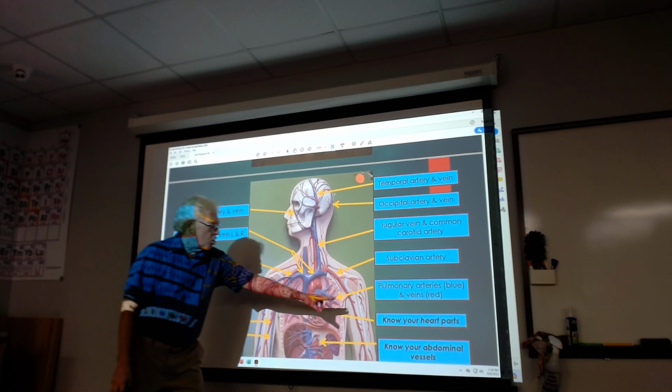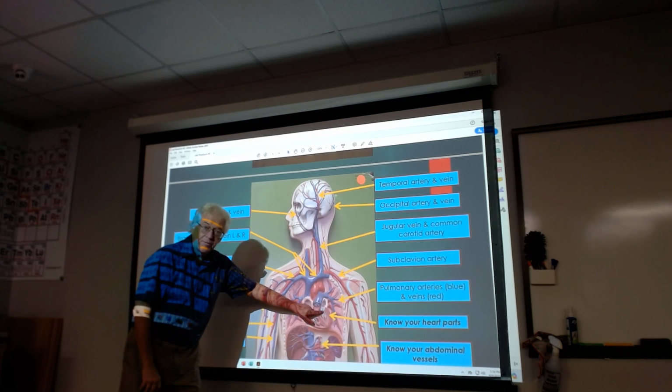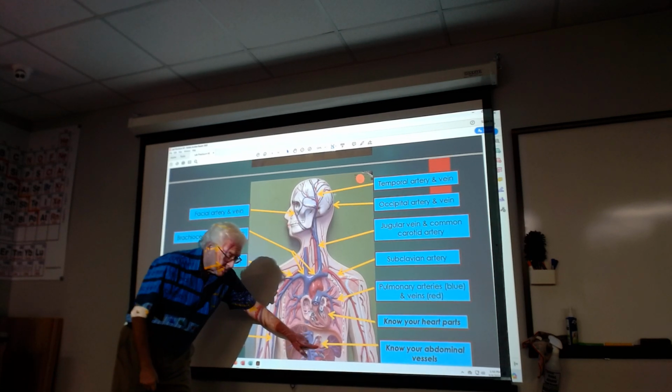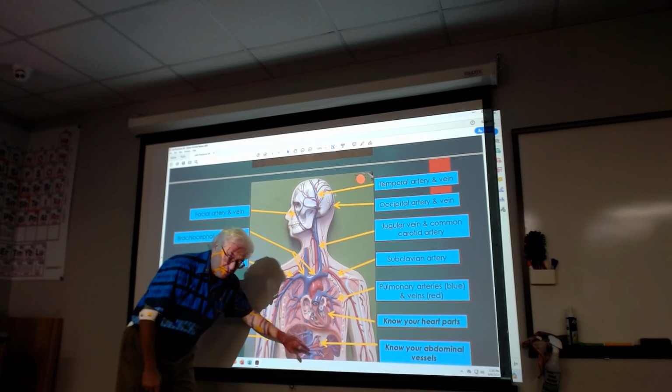And of course, know your heart parts. So if I said, what's this chamber? What's this valve? You should be able to tell it apart. And remember, that's that same one from earlier where you have your little candy cane, gastric artery, celiac trunk. Okay.